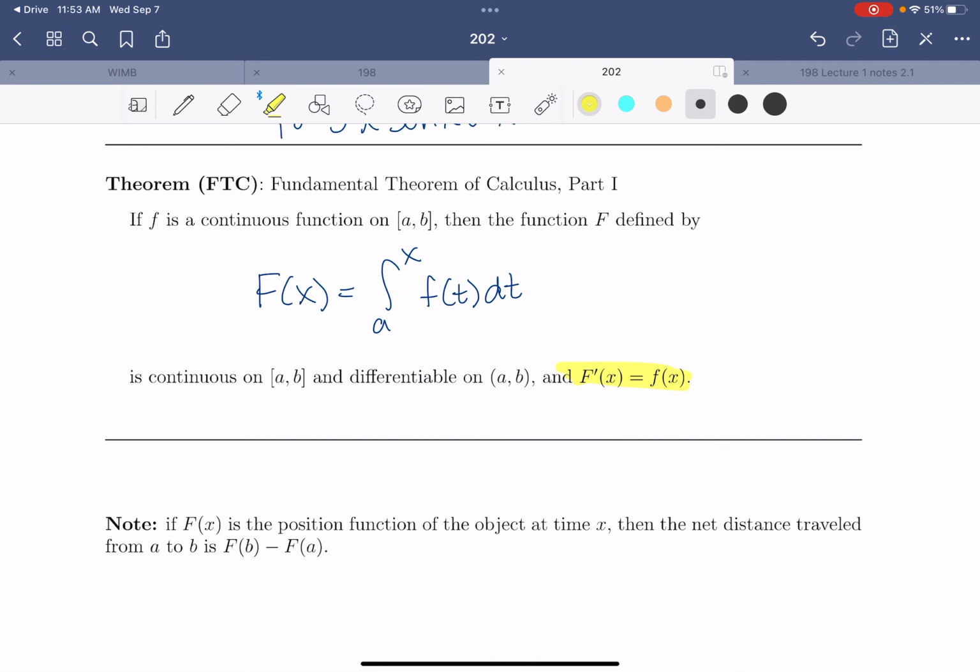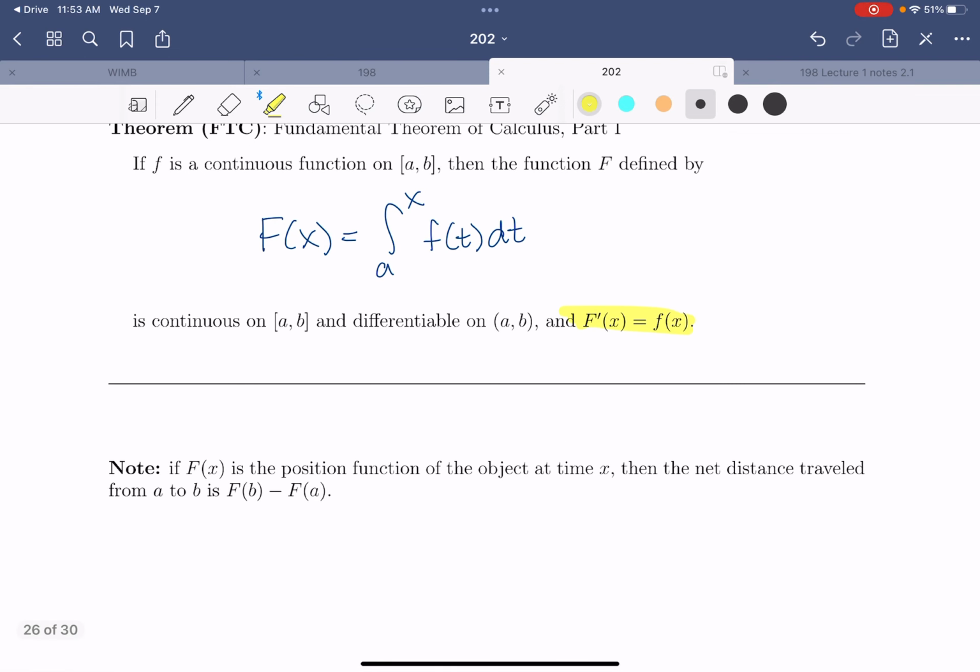Okay, so keep in mind that when one of your boundaries is an x, that gives you the function capital F of x. And when we differentiate this, we just get the function inside evaluated at that variable. Okay, so essentially what they're telling you is that the derivative and the integral are inverse functions. Okay, when I take the integral and take the derivative of the integral, I get back what's inside.